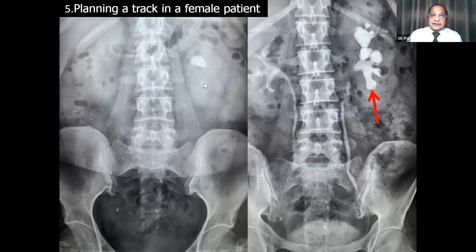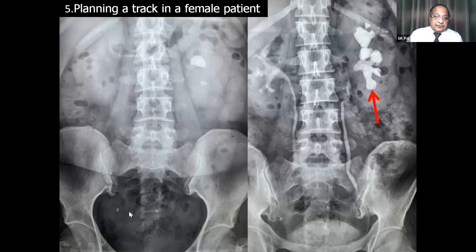One is in the lower calyx. So obviously you have to remove this stone and you have to go via this direction only, so that on the way you take out this stone and then proceed forward towards the calyx, toward the pelvic stone.